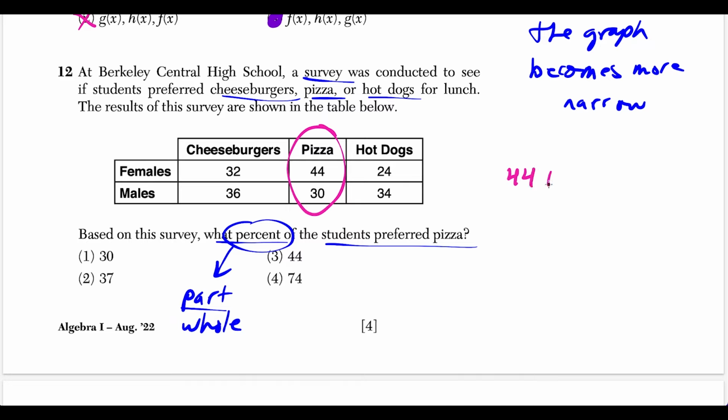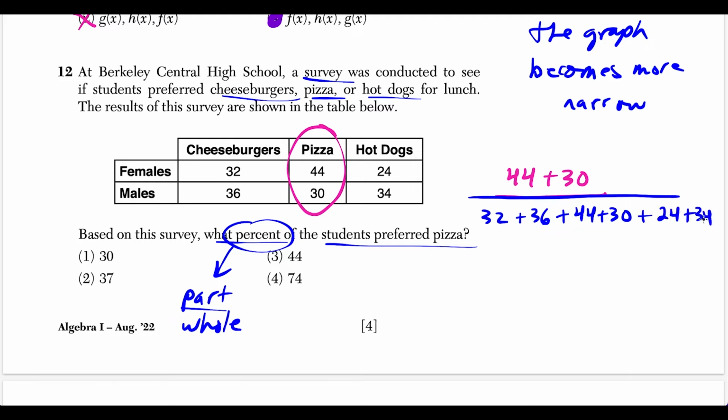And so far we have 44 plus 30 students that prefer pizza for lunch. But now we have to consider what is the total amount of students in the school taking this survey. So now I'm going to divide by all of the students that took the survey. So there were 32 females that like cheeseburgers, 36 males that like cheeseburgers. The amount of people that liked pizza are part of the total population, so we'll add them as well. And then the people that like hot dogs, we have 24 females plus 34 males like hot dogs. The rest is calculator work.